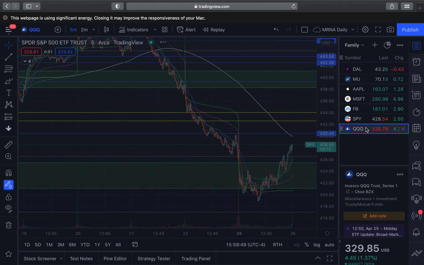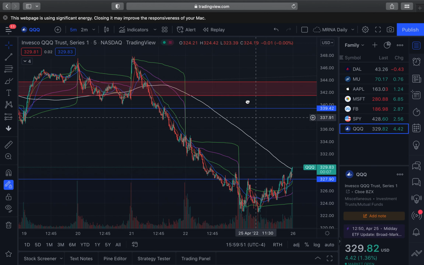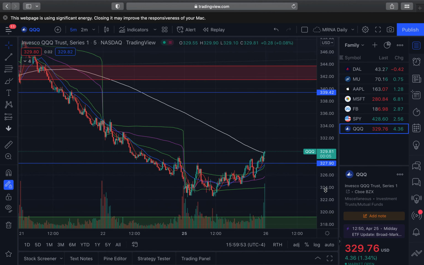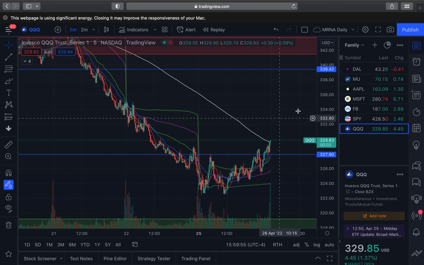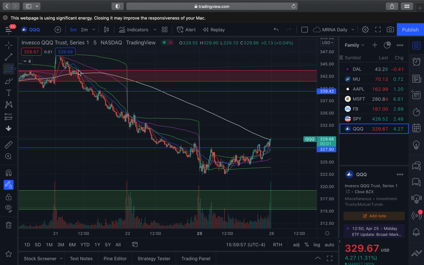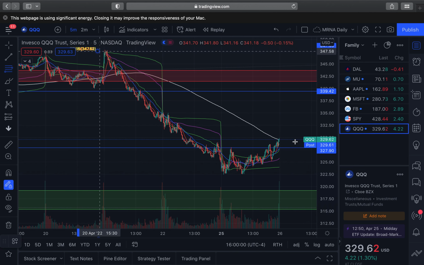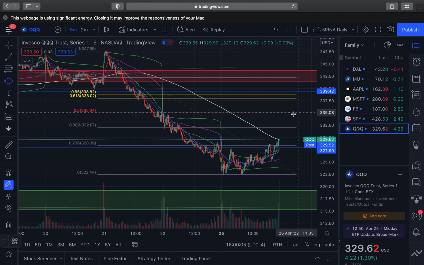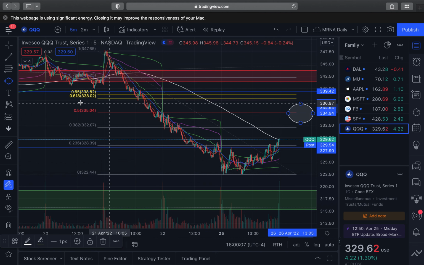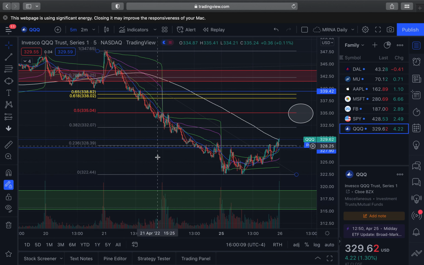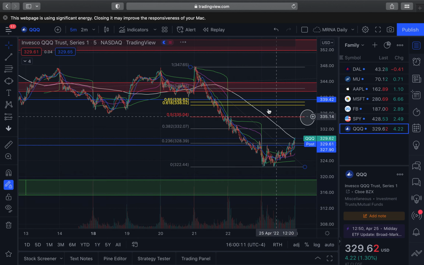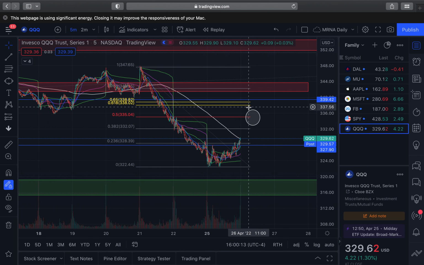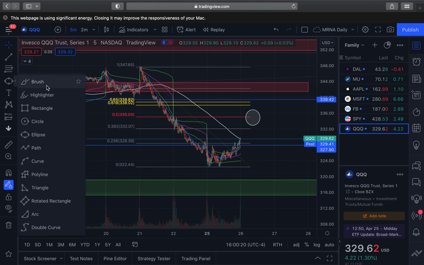Let's take a look at the tech sector. Alright, so tech is really pushing here. I mean, it makes sense. Let's see, where can we expect this to run to? So I'll be looking for a move up into this 335 area. If we can break that, I'll be looking for a move to 338. If we can't break either of these levels, we're going to see a little bit of a flush down. I'd be surprised if there's more blood in the market, but you never know.